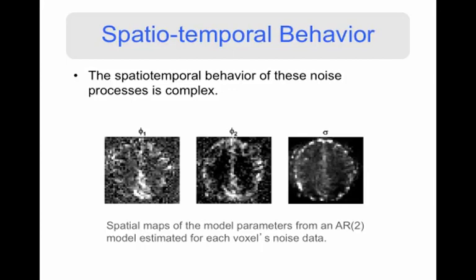Interestingly, the spatial temporal behavior of these noise processes is very complex. Here I'm showing the spatial maps of the model parameters from an AR2 model estimated for each voxel's noise data. I've taken the residuals at each voxel and fit an AR2 process, which has two phi components, phi1 and phi2, and also sigma. As you'll see, these estimates vary over space in a manner that has a clear spatial dependence. You can actually make out the shape of the brain here. Depending on where in the brain you are, the parameters look quite different. This is an interesting thing that, if we're doing a massive univariate approach, sometimes we don't take into consideration, but there's obviously something going on here.